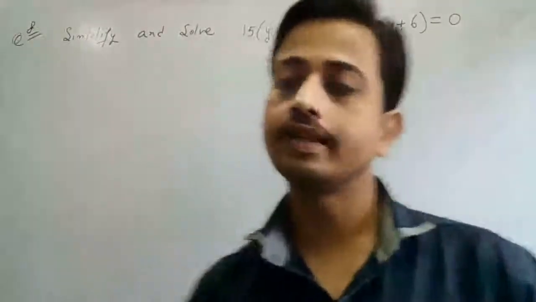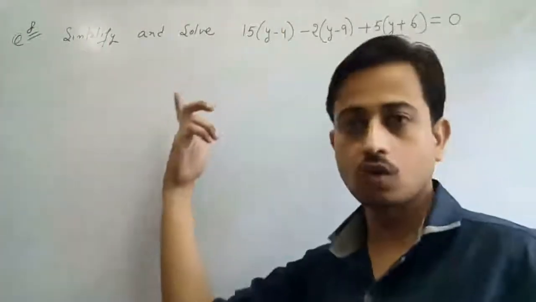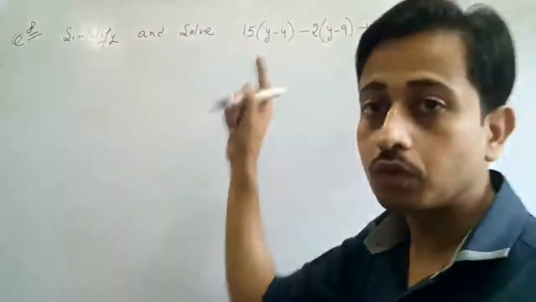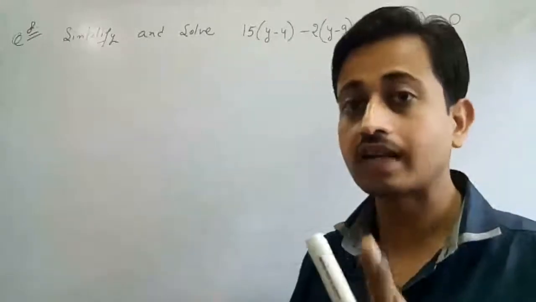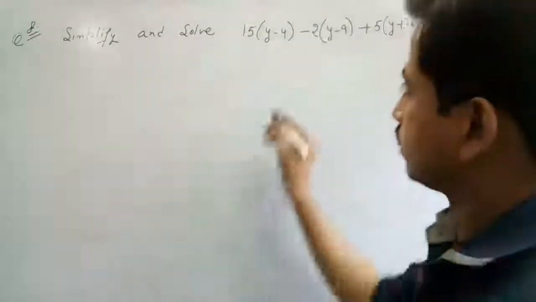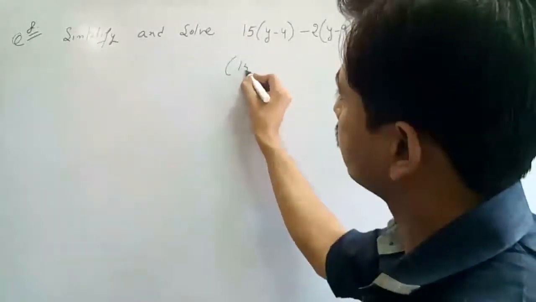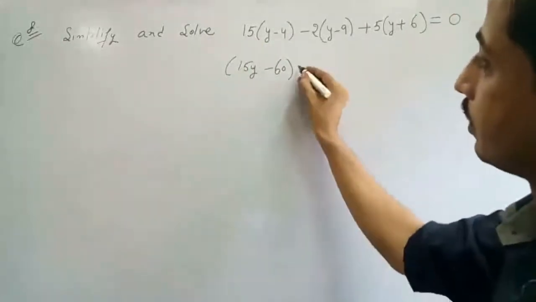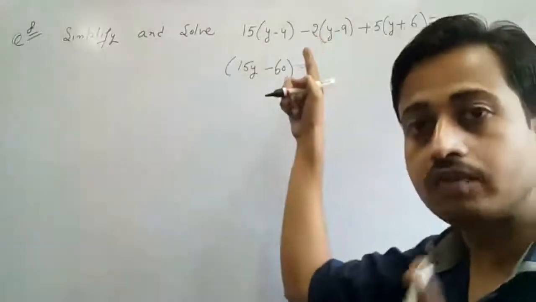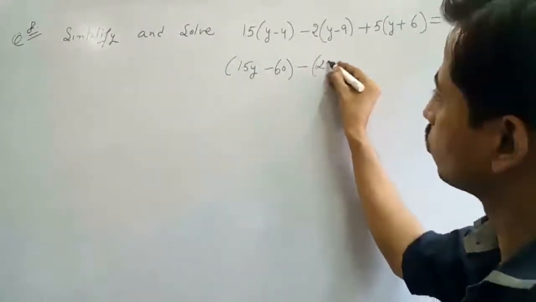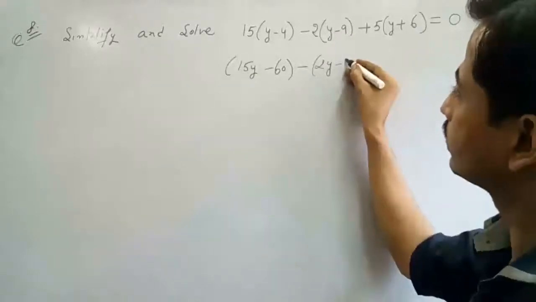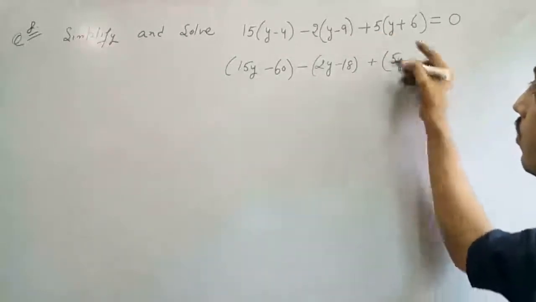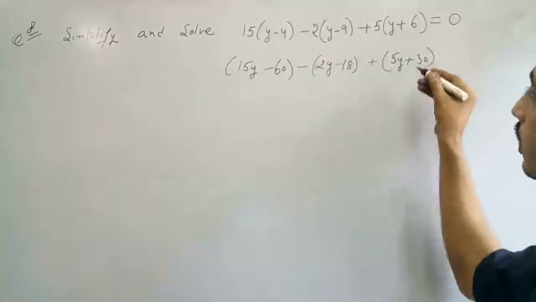Now look at question number 8. It's very simple. Simplify and solve the same question. What we have to do? Simplify. Now solve it. First we have to multiply, not open the bracket. I am going to multiply first. 15 multiply y, we get 15y, minus 15 into 4, we get 60. Now this negative as it is, I am going to multiply with 2. 2 into y, we get 2y. 2 into minus 9, we get minus 18, plus 5 into y, 5y. 5 into 6, we get 30.